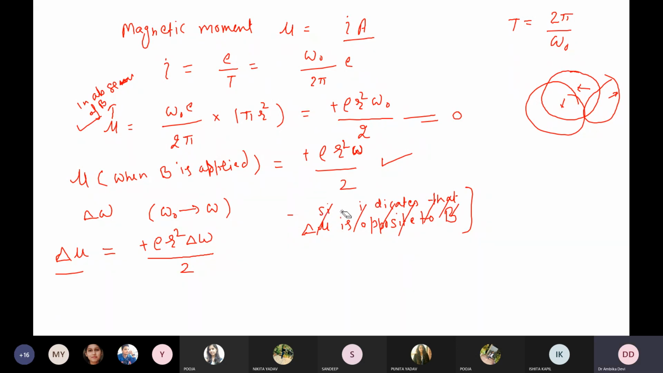Okay, so that's all for today. Tomorrow we will start with paramagnetism, and then we will see the theories which explain the paramagnetic properties of the materials.